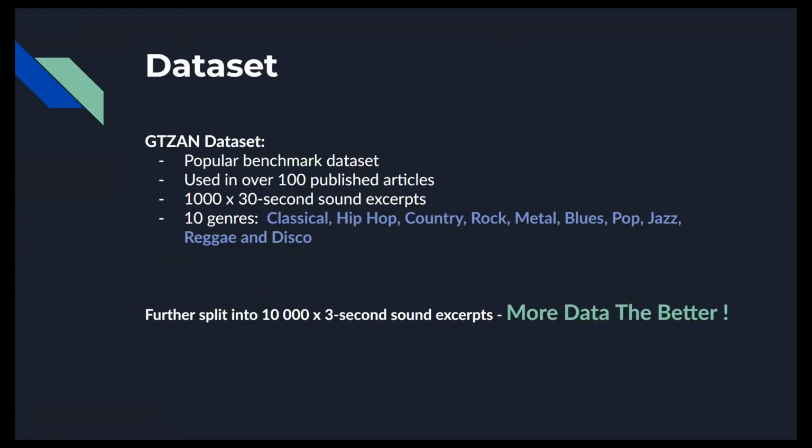We have chosen the famous GTZAN dataset as it is one of the most popular publicly available datasets for music genre classification. This dataset contains 1,000 excerpts that have been uniformly distributed into 10 music genres, namely classical, hip hop, country, rock, metal, blues, pop, jazz, reggae, and disco. Each audio sample is 30 seconds long. We further process this dataset by splitting it into 10,000 audio samples, where each sample is 3 seconds long. This is to produce more training data for our models. As we know, the more data we have, generally, the better the machine learning models will perform.